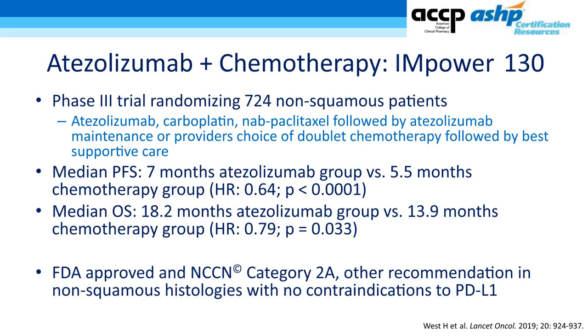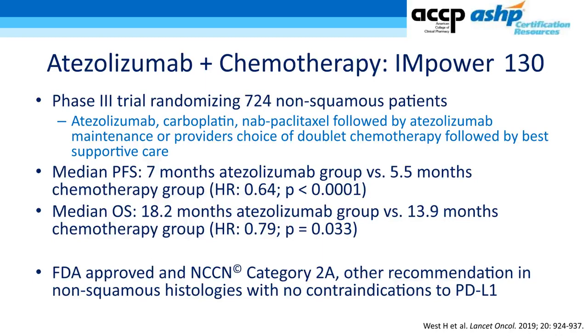So when looking at IMpower130, which was a phase 3 trial randomizing nearly 700 non-squamous patients to receive atezolizumab, carboplatin, nab-paclitaxel, followed by atezolizumab maintenance, compared to providers' choice of doublet chemotherapy followed by best supportive care. The observed progression-free survival was statistically significant in favor of atezolizumab with 7 months versus 5.5 months with chemotherapy.